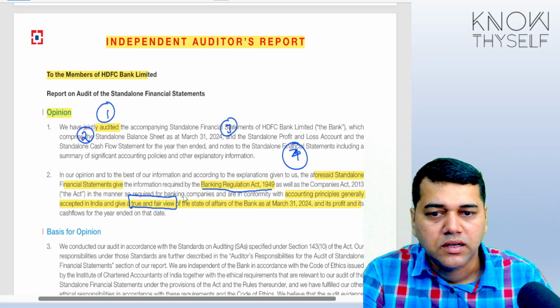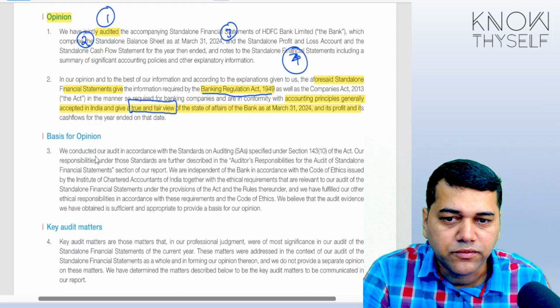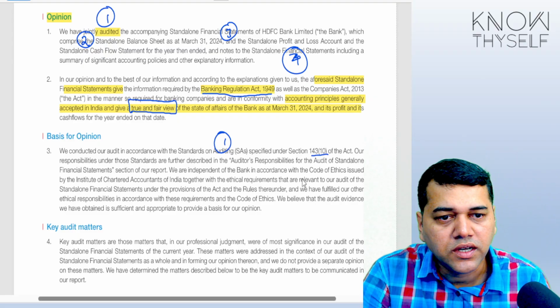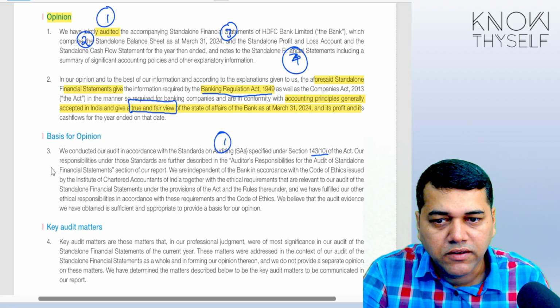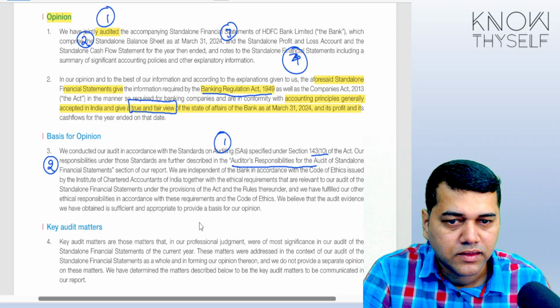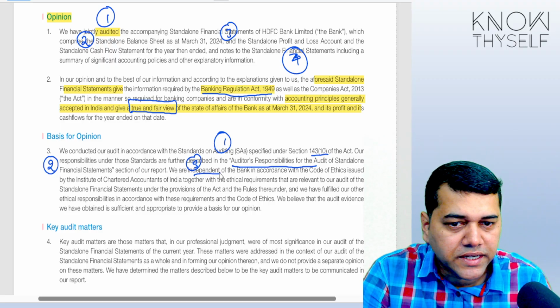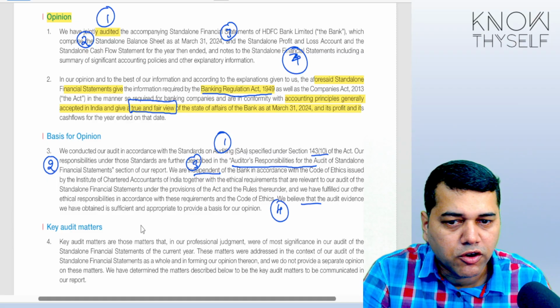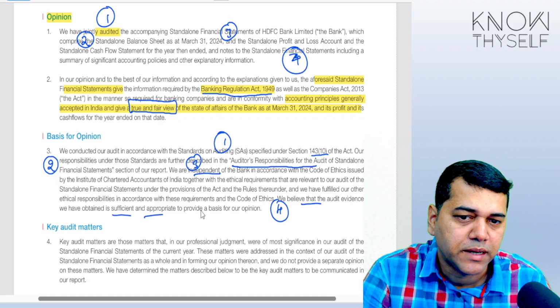That's it. Then basis for the opinion. Yes, we have conducted the audit as per the standards as specified in section 143(10) of the Companies Act. Our responsibilities are defined in the auditor's responsibility section. We are independent as per the code of ethics of ICAI, and we believe that in our audit we have obtained sufficient and appropriate audit evidence.